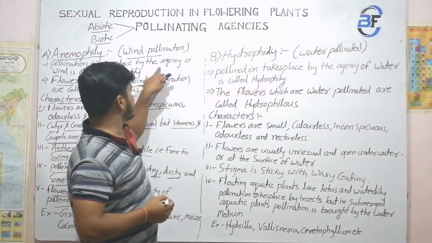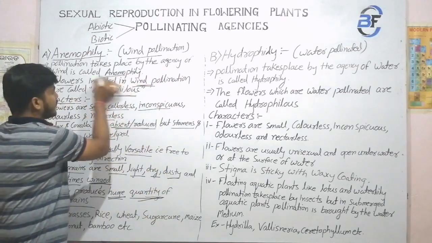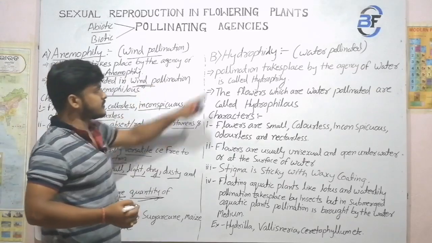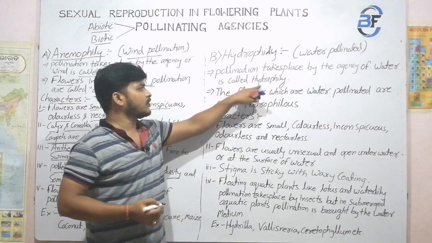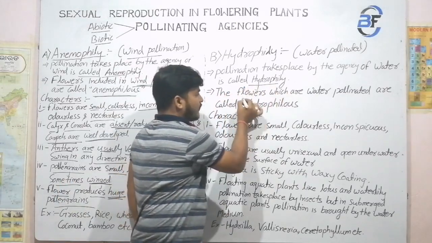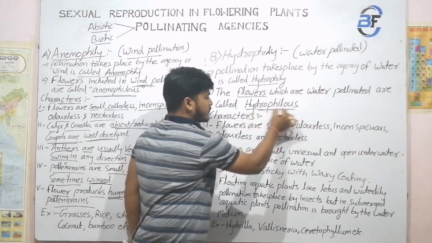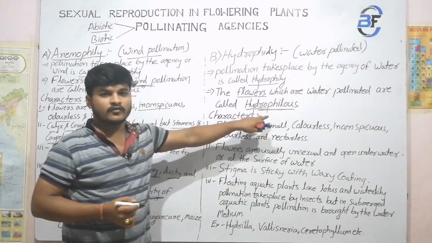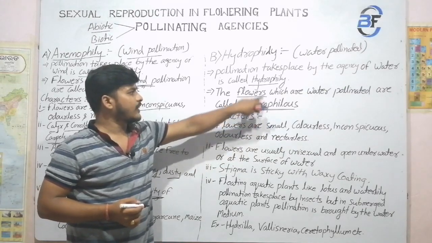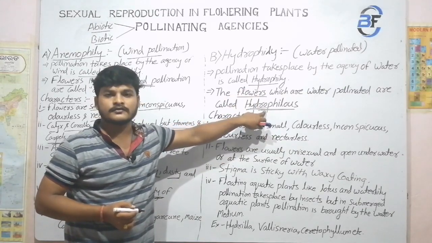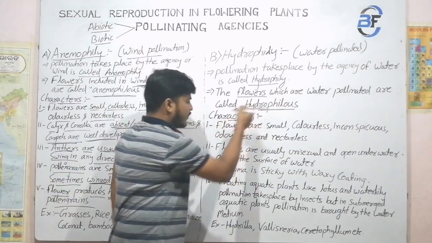In our previous statement, I told you that pollination by the agency of wind is called anemophily, and the opposite is water. That means pollination by the agency of water is called hydrophily. And the flowers which are involved in water pollination are called hydrophilous flowers. So these are some of the characters of hydrophilous flowers.